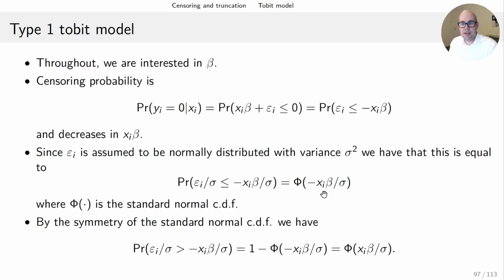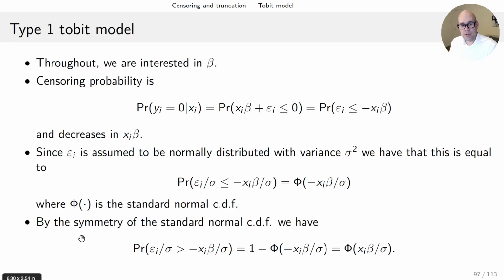So what we see is, when xi beta is increasing, that argument becomes more negative, and the CDF evaluated at something big and negative will be very close to 0. So that means, indeed, when I increase xi beta, that argument will become more negative, so the censoring probability will actually decrease.